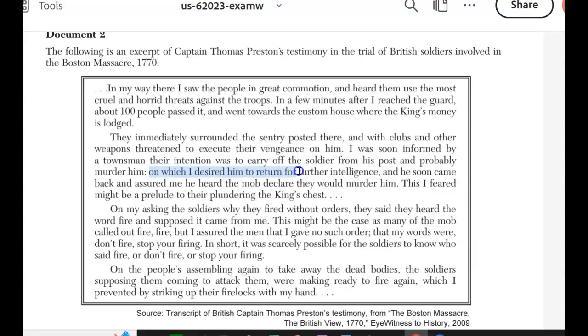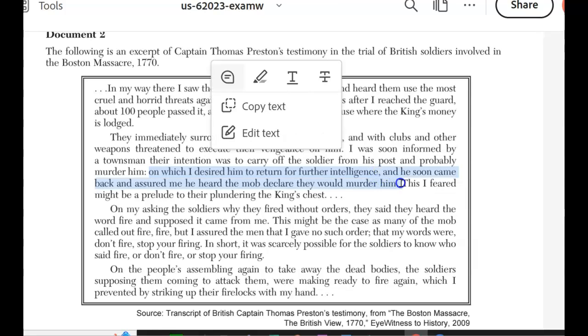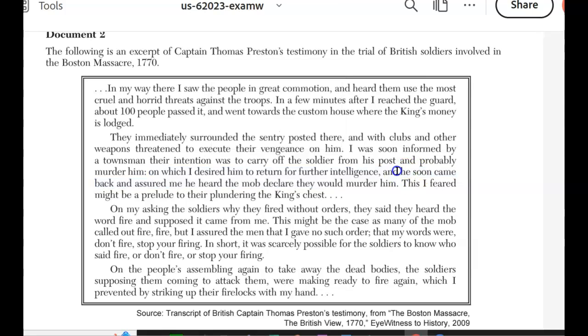On which I desired him to return for further intelligence. And he soon came back and assured me he had heard the mob declare they would murder him. So the captain runs into one of the Bostonian citizens who tells him this is what he heard. So Captain Preston sends the citizen back in and says, go listen, find out again if that's what they're going to do. Yep, they're going to kill him. This, I feared, might be a prelude to their plundering of the king's chest. So they're going to kill the sentry and then steal the treasury.